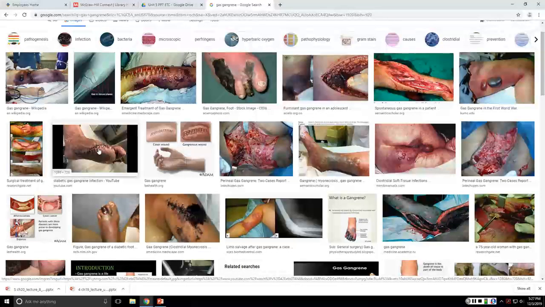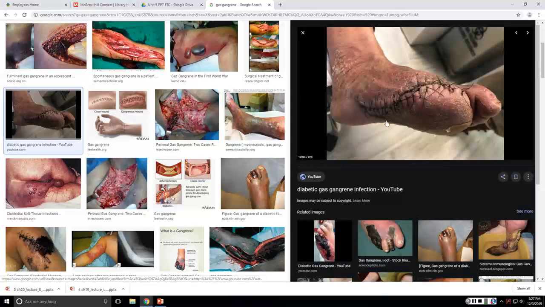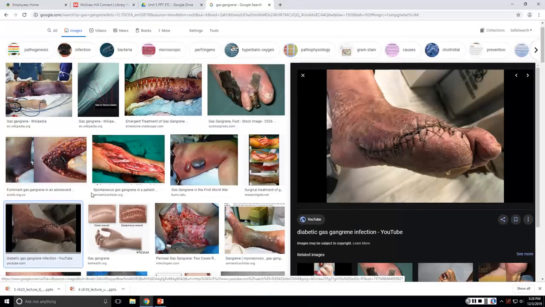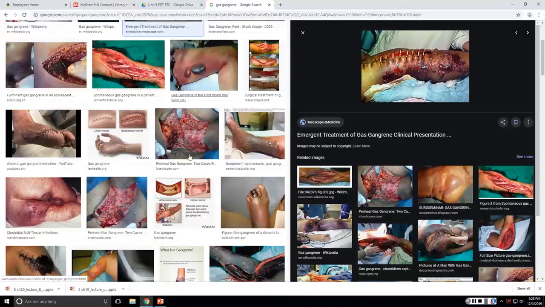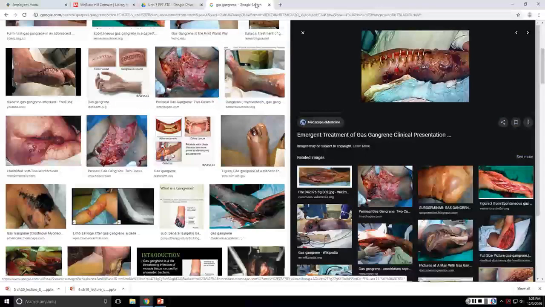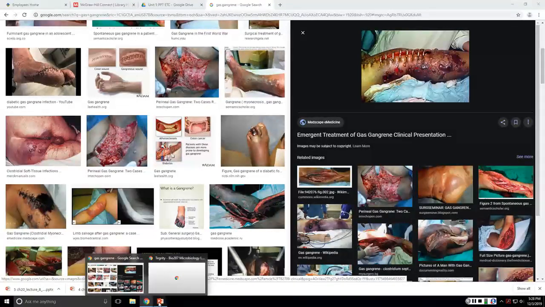This is actually a YouTube here. This is what's called diabetic gas gangrene. So there's an emergent treatment of gas gangrene. So it's definitely something to be aware of.